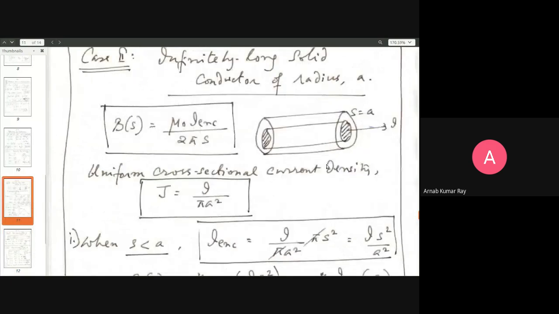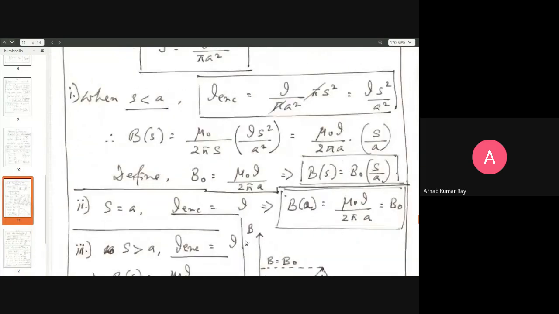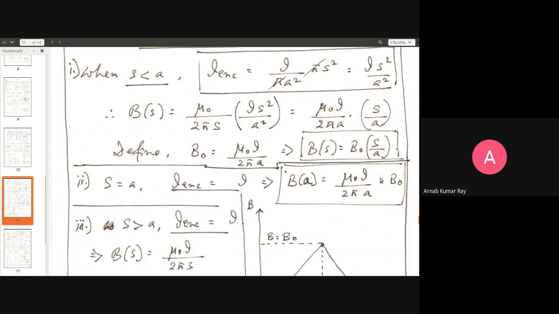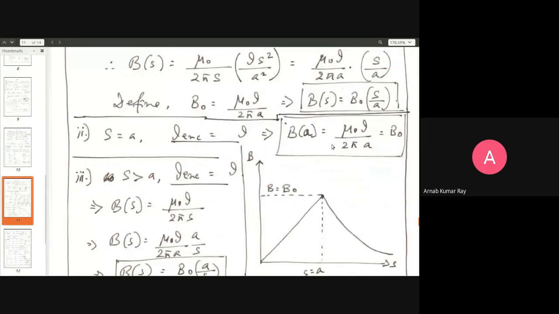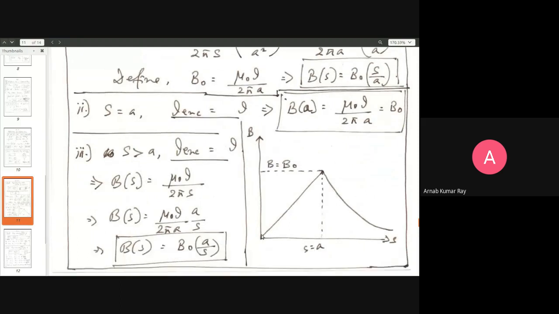So from within the wire, S less than A, B is equal to B naught into S by A. So basically B is proportional to S. You can see this is the equation of a straight line passing through the origin. B naught by A is like a constant, so this is like Y is equal to M into X. So for S less than A, it will be a straight line. Then at S equal to A, it will reach its maximum value, B naught.